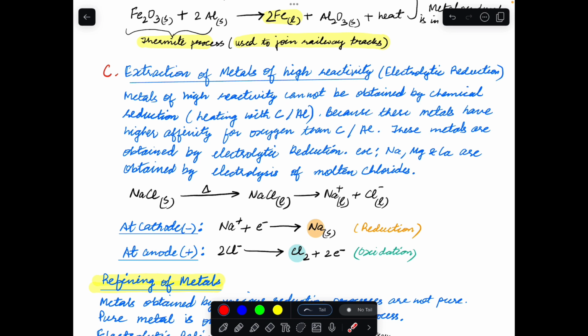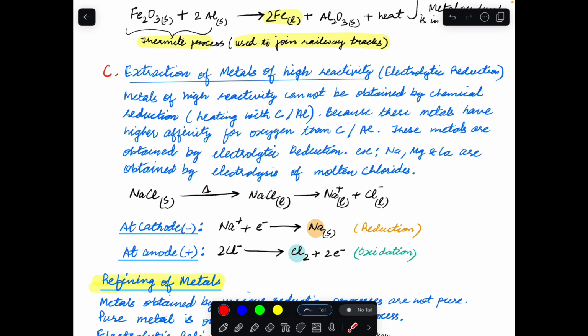That is, those metals which are high in the activity series. For these metals, neither heat nor any reducing agent will be able to bring about the reduction process. Therefore, we'll use electrolytic reduction, that is, reduction with the help of electrolysis. So metals of high reactivity we cannot obtain by chemical reduction. Therefore, these metals are obtained by electrolytic reduction.